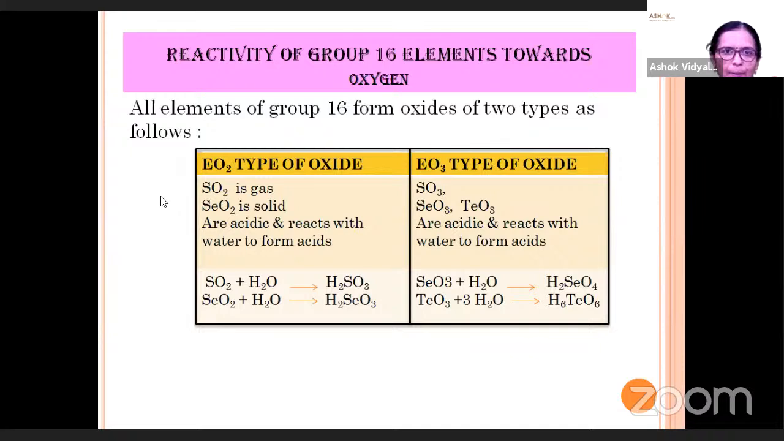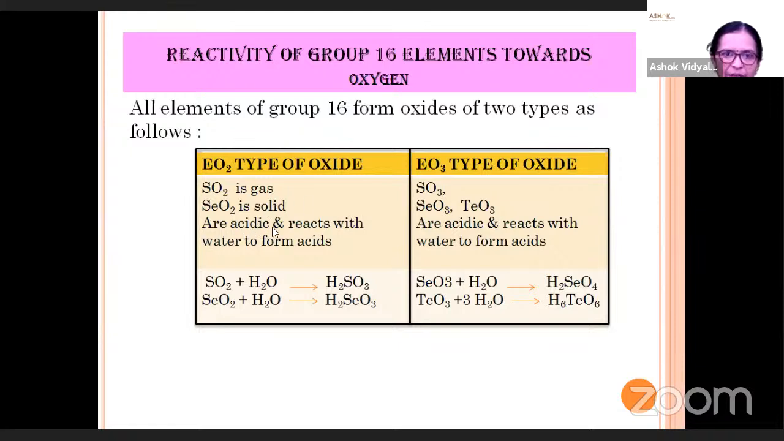So the next member of this family is sulfur. It forms the oxide SO2. Also it forms the EO3 type of oxide, that is SO3. Means sulfur forms SO2 and SO3, both types of oxides. Then selenium also forms both types of oxide, that is SeO2 and SeO3. Tellurium also forms TeO3. And SO2 is a gas, then SeO2 is a solid.